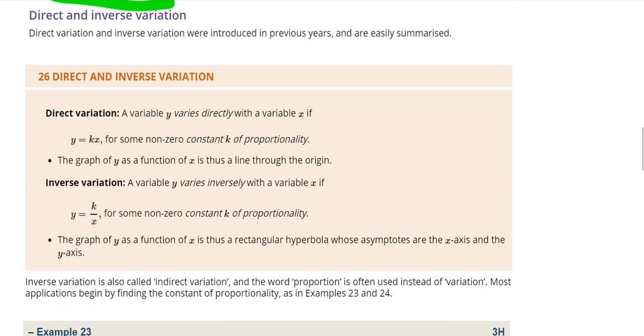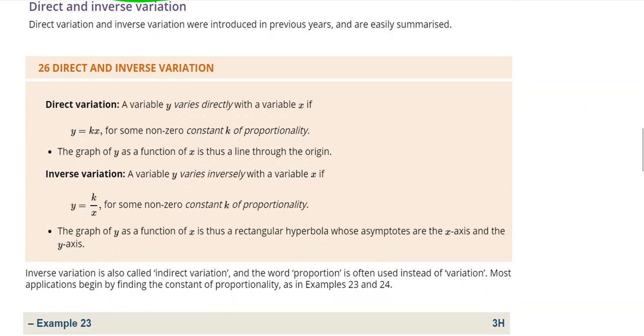Okay, so direct and inverse variation. These are essentially just talking about as one thing gets bigger, the other thing gets bigger would be a direct relation. An inverse relation would be the opposite. As one thing gets bigger, the other thing gets smaller, or as one thing gets smaller, the other thing gets bigger. And that's all we're talking about there.